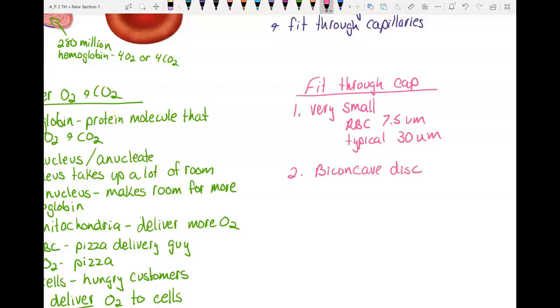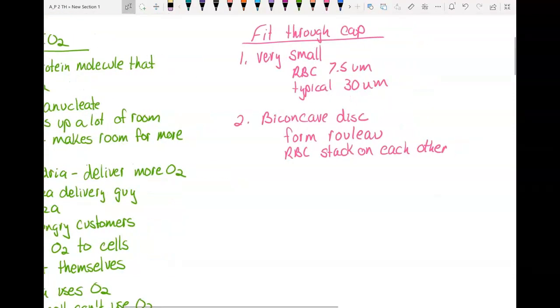This allows them to form a rouleau. Take a look in your book. There's a photograph of this in chapter 18. This is where the red blood cells stack on top of each other, kind of like a stack of coins. This way they can squeeze through the capillary without getting tangled up with each other.